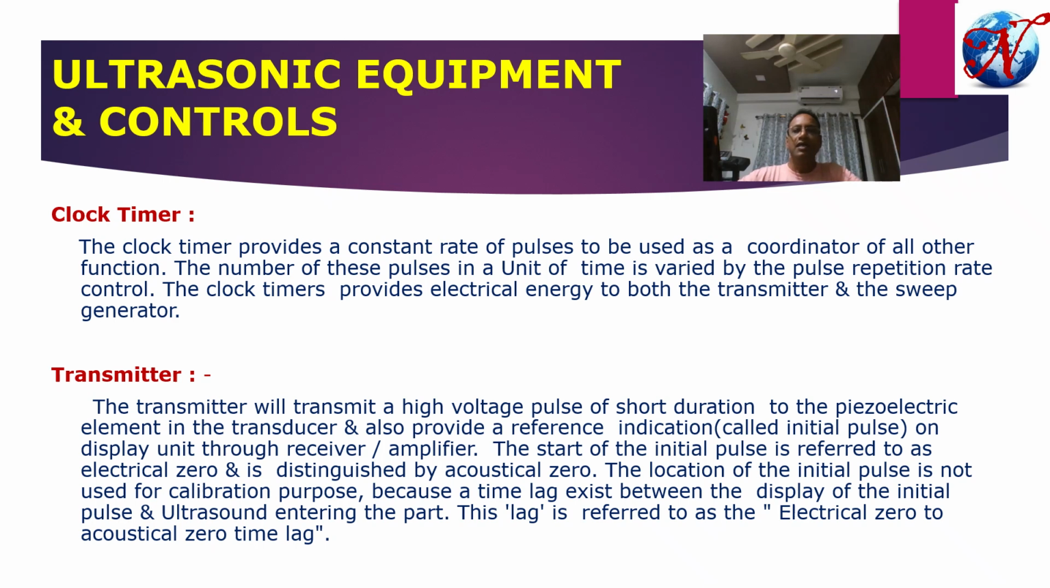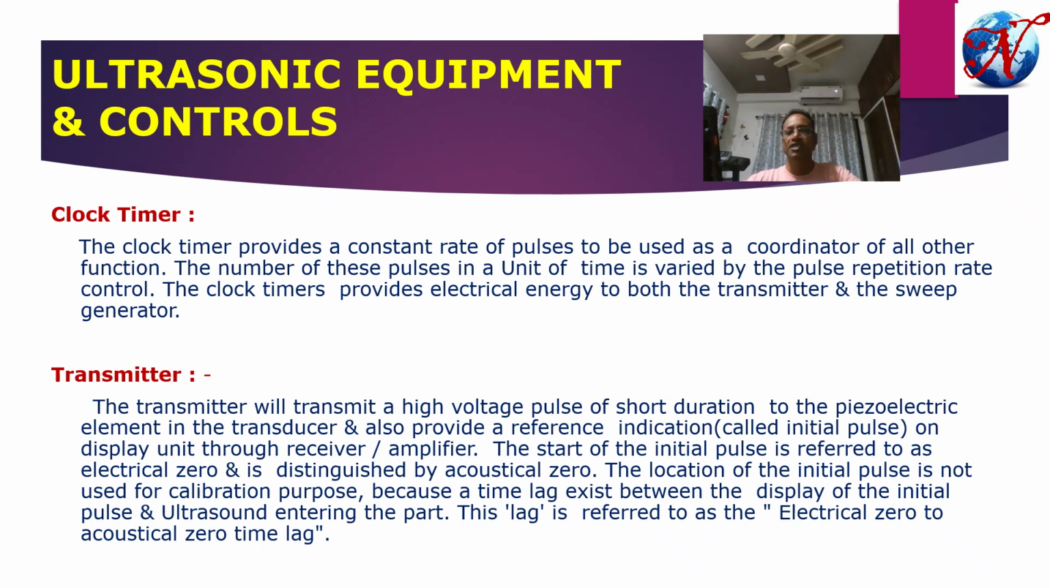First one is the clock and timer. It provides a constant rate of pulses. That means the repetition of the electrical pulse to the piezoelectric crystal is controlled through the transmitter, and the returned energy goes to the sweep generator. All the electronic functionalities are normally covered by the time base. So the clock timer coordinates all the other blocks with each other.